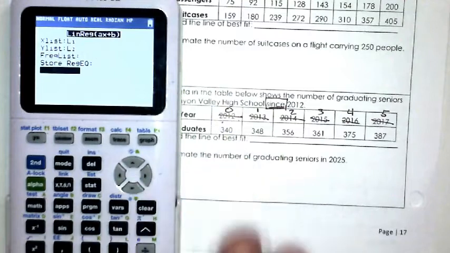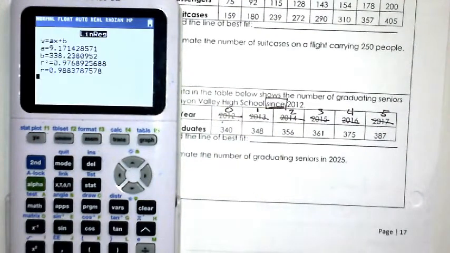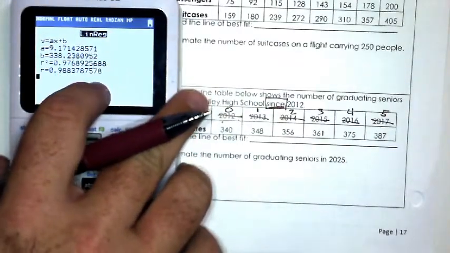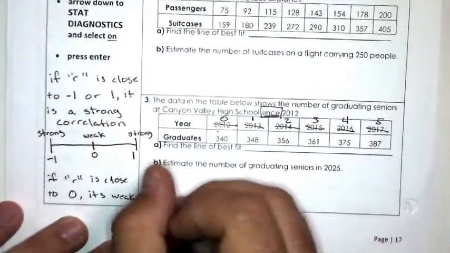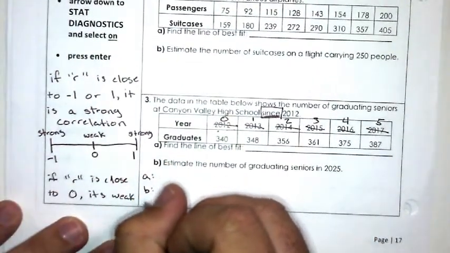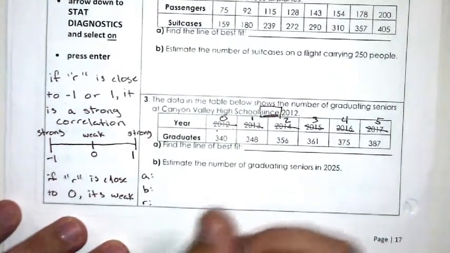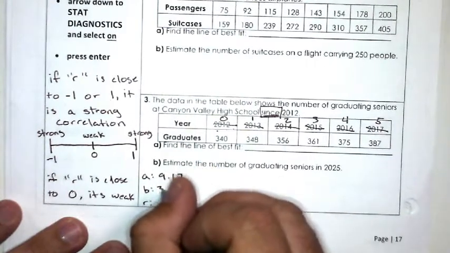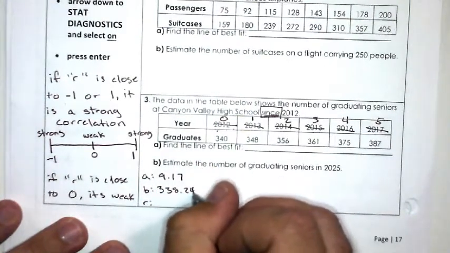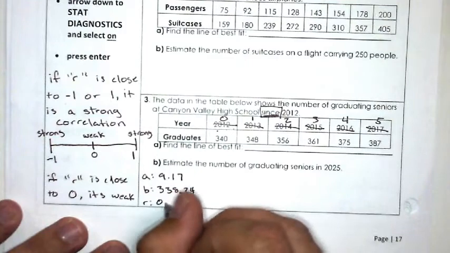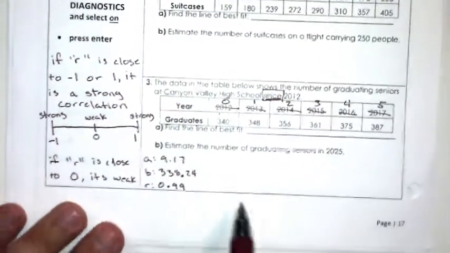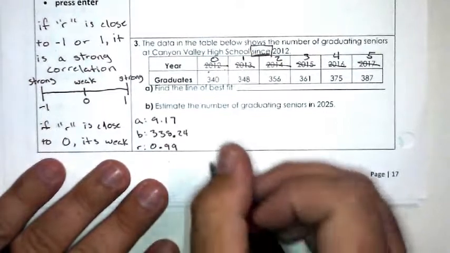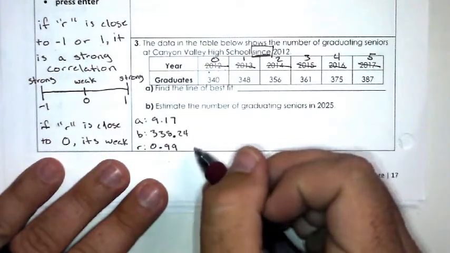Now, there are 4 variables. How many do I care about, though? 3 of them. I have A, B, and R. Just to save some time, A is 9.17. B is 338.24. And R is 0.99. This is a correlation. What type of correlation? Positive. It is a very strong positive correlation.